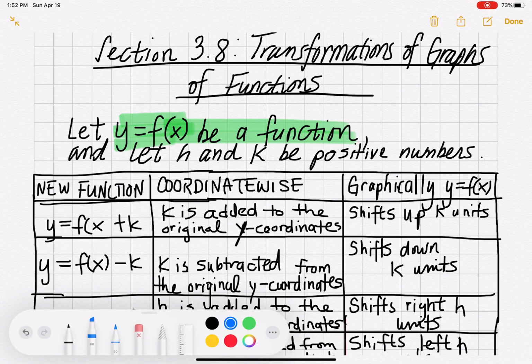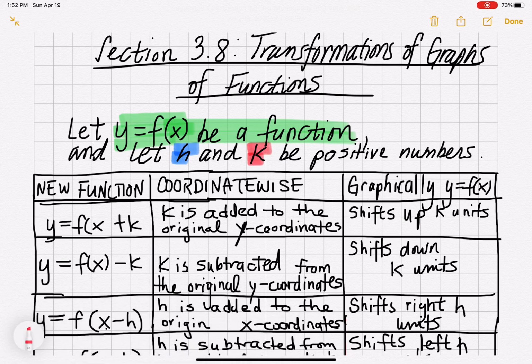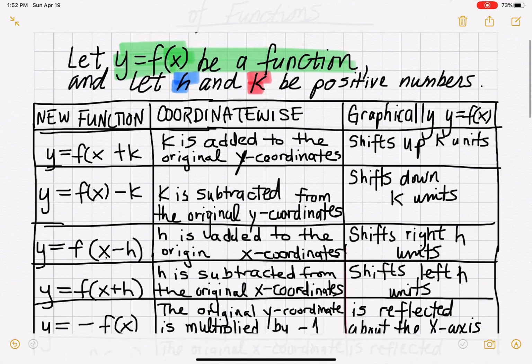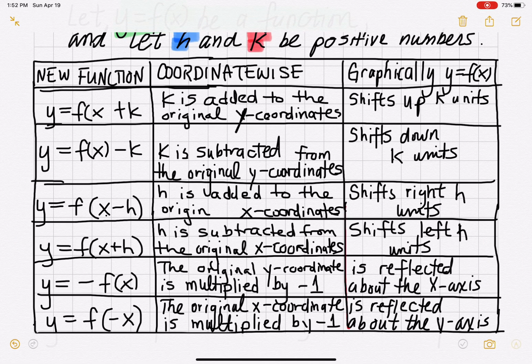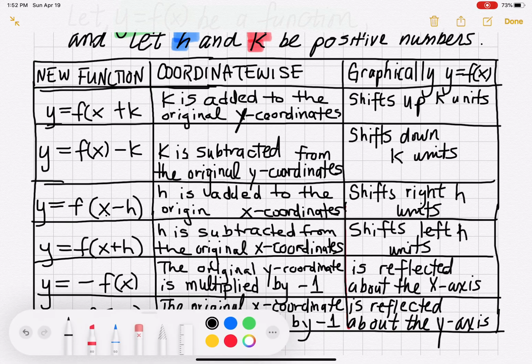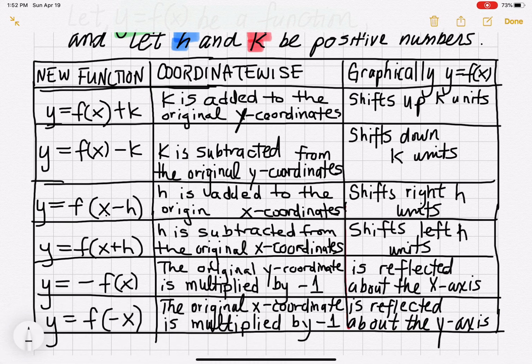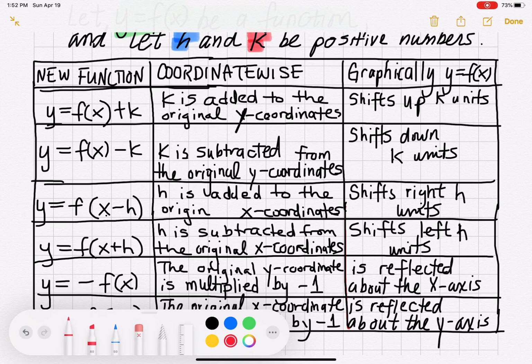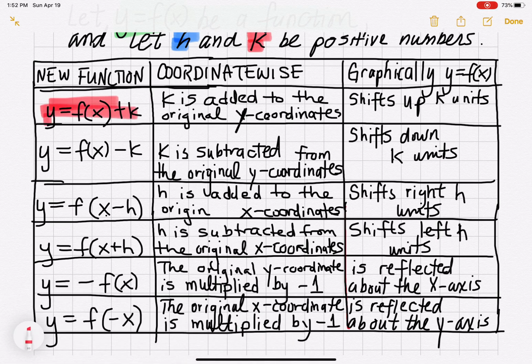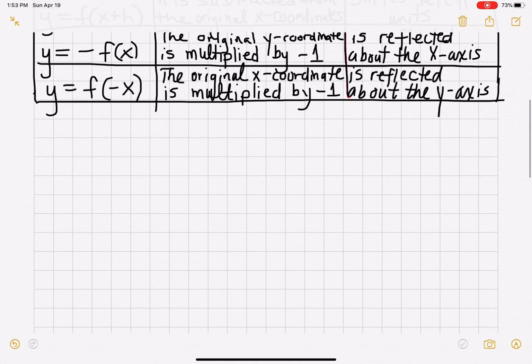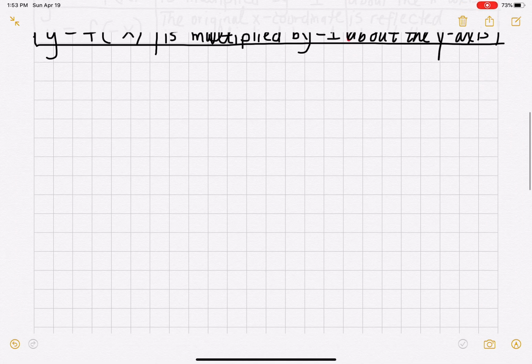And you have two positive numbers, h and k. I'm going to call h blue and k red. We want to look at how to make new functions from our parent function. So the first new function we're going to focus on is this f of x plus k function. I want to show you how this is a transformation of the original parent function.